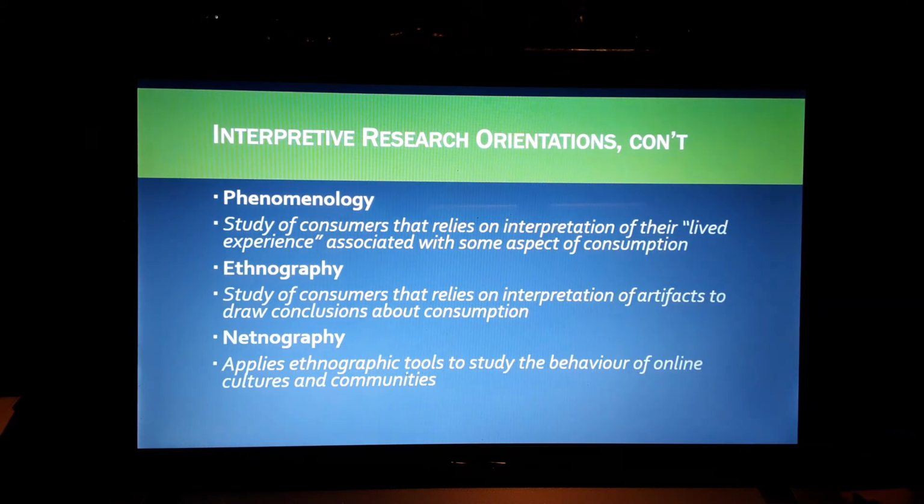Ethnography looks at how different people's ethnic backgrounds affect how they might purchase things. And netnography refers to people's online cultures and communities and how they respond to things. So user groups, online user groups, and that kind of thing. So it's the idea of how, because of social interaction, depending on different types of social interaction, it's going to influence the interpretive research.